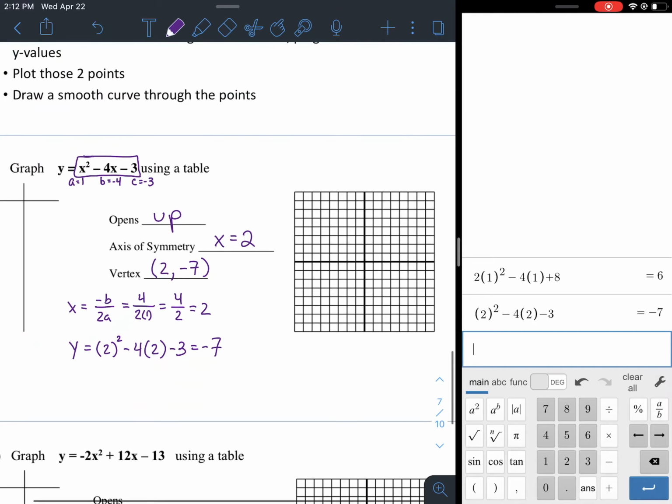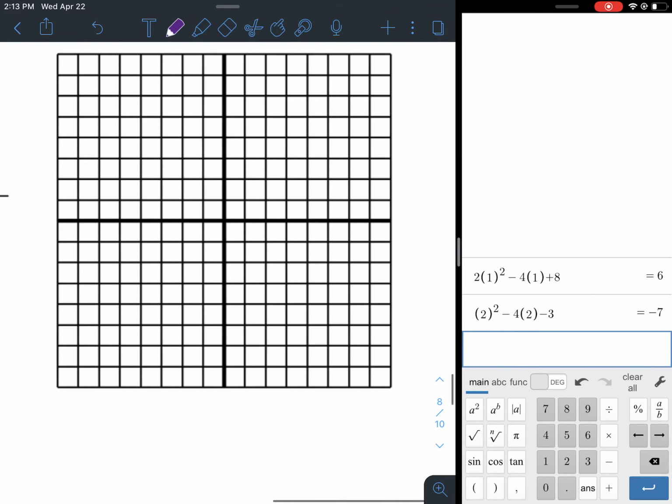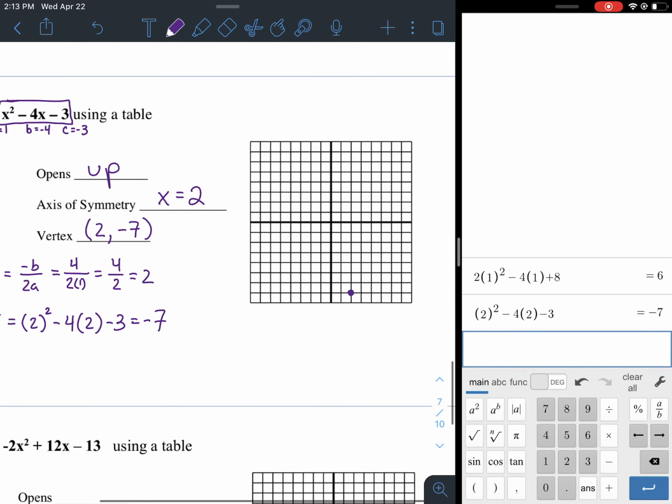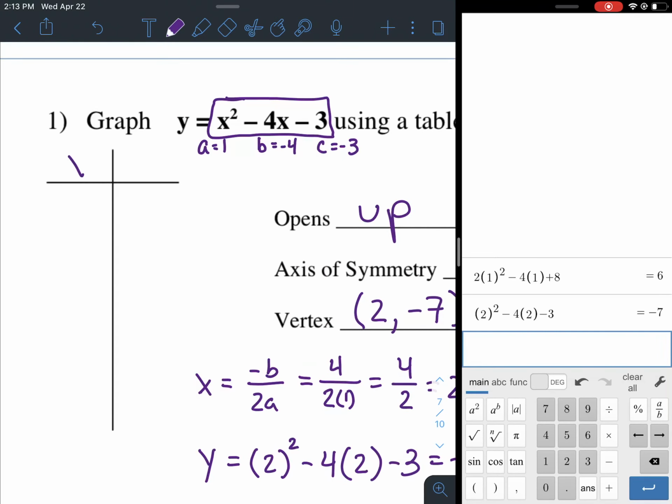Now, what we found is 1 point on the graph, 2, negative 7. So that's 2 to the right, down 7. 1, 2, 3, 4, 5, 6, 7, right there. Okay. Now, from here, where do the rest of the points come from? Remember, I want that U shape, the smile or the frown. Where do these other points come from? That's where the table comes in handy. On our table, the left side is always going to be our x coordinates. The right side is always going to be the y coordinates.